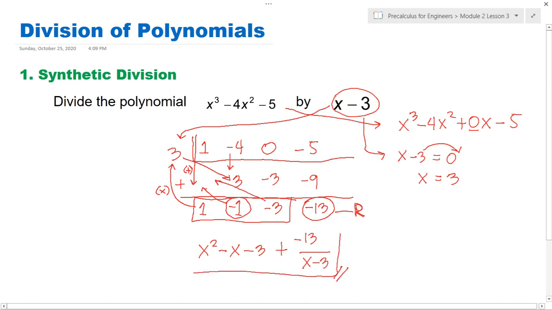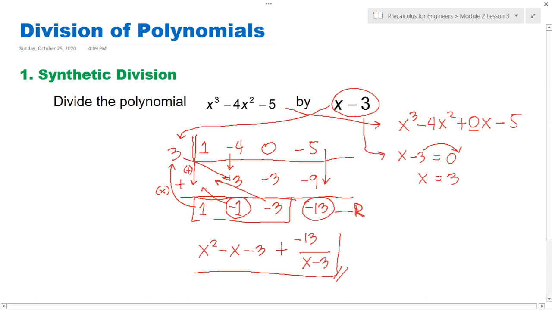Class, did you follow? Did you get it? Okay. One of you has a question. Again, negative 13, this is the remainder, since if you go downward, class, the operation is addition. So negative 5 plus negative 9 is negative 13. Right? If like signs, just add and then copy the sign. Did you get it?